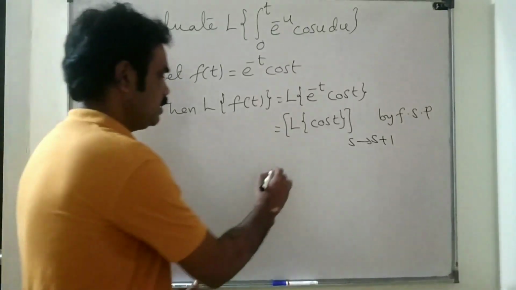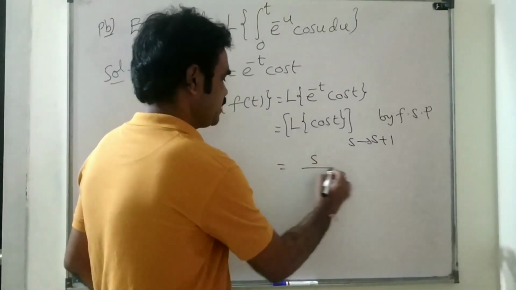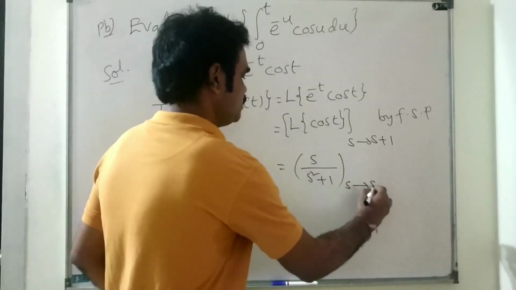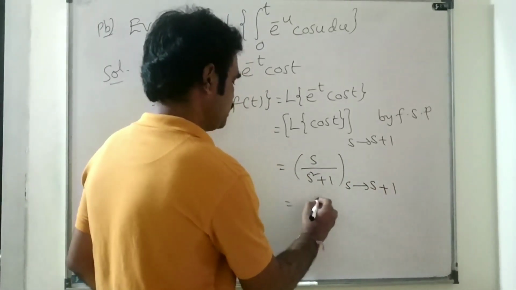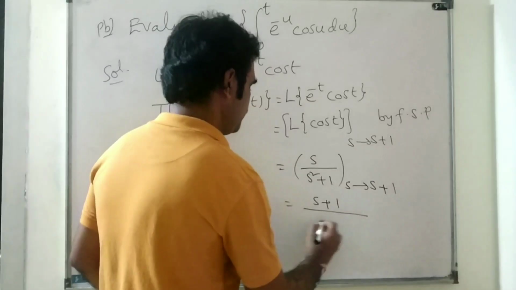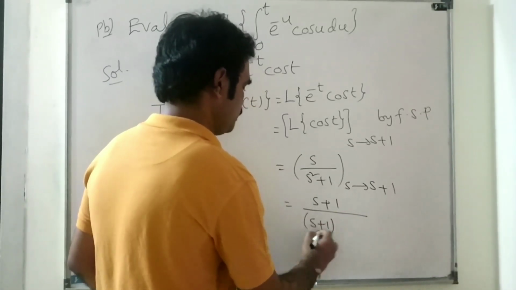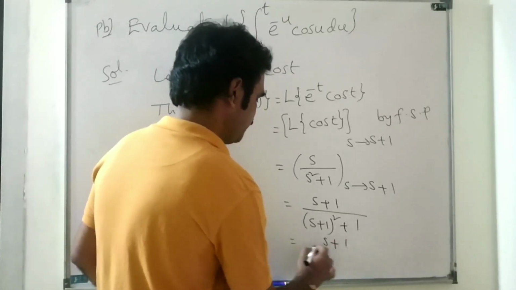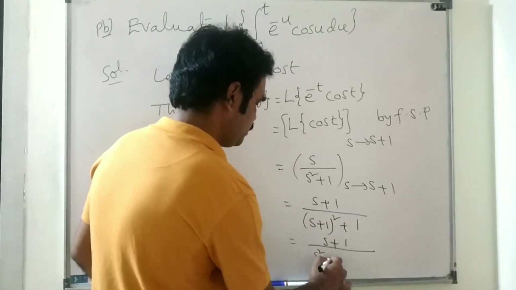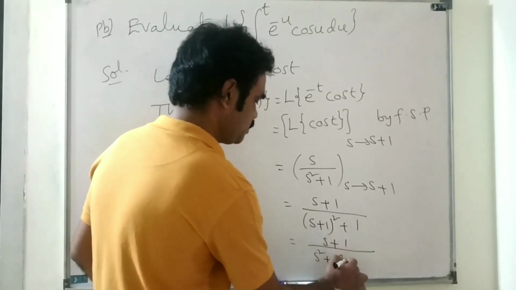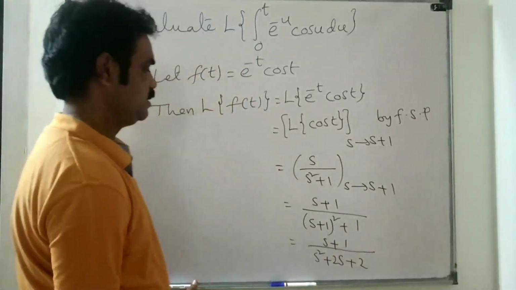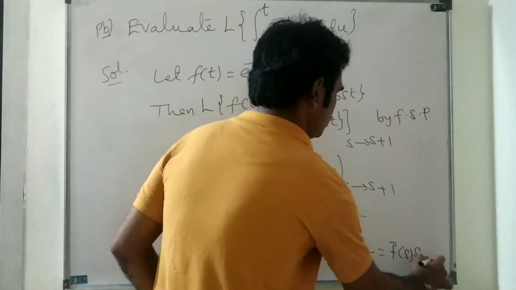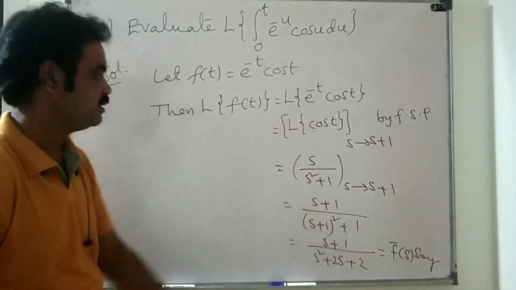Okay? And you know that L of cos t is s by s square plus 1. S shifts to s plus 1. That is s plus 1 by s plus 1 whole square plus 1, is equal to s plus 1 by s square plus 2s plus 1 plus 1, that is 2. Okay. Say this is f bar s. That means L of f of t is f bar s.